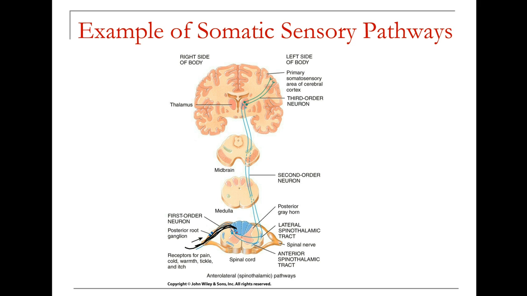It will synapse with the second order neuron and cross over to the other side, or it could cross over a little bit later, and then travel all the way up until you come to the thalamus. Then once you get into the thalamus, it will synapse with the third order sensory neuron, and that will go all the way to the primary somatosensory area. So we have our 3 neurons in order, eventually ending at that primary somatosensory area, where you're going to be able to analyze the sensation that was received.